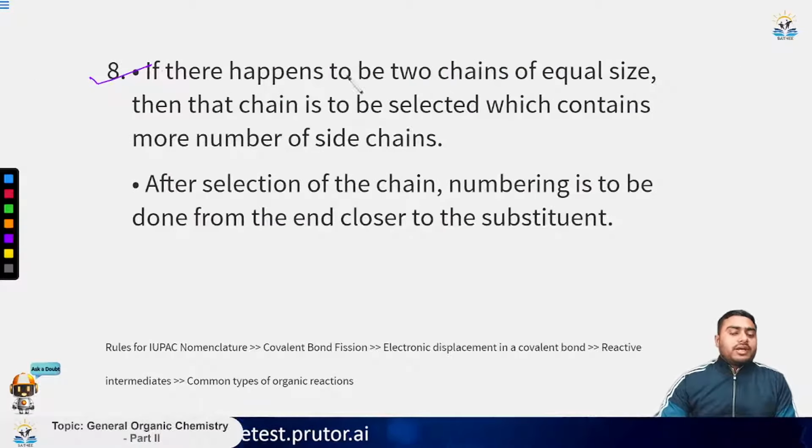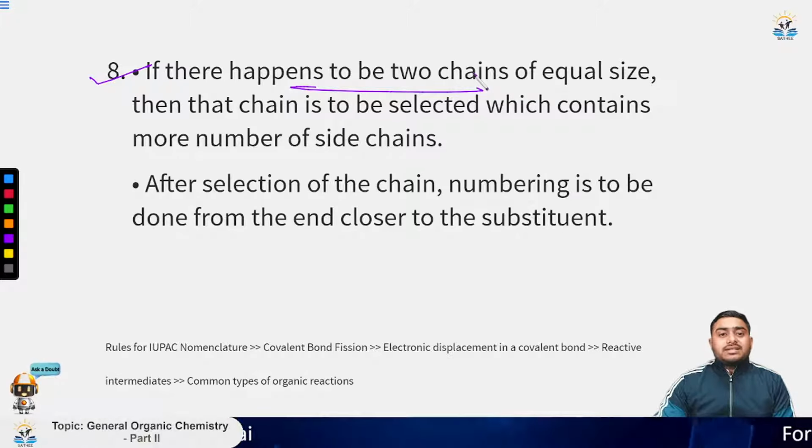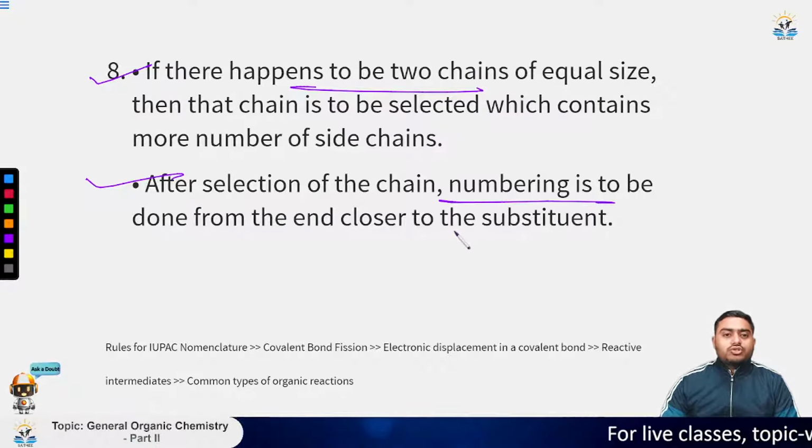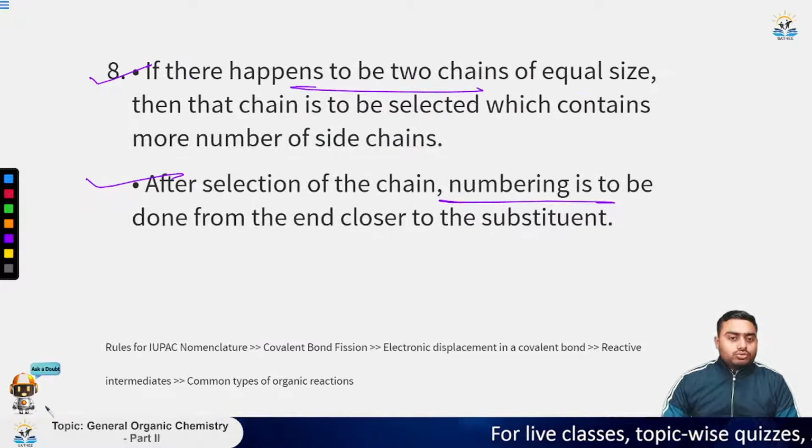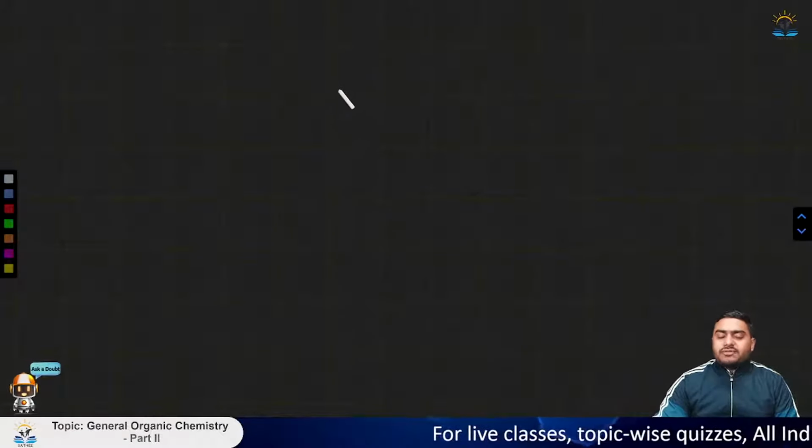Let's move to rule number 8. If there happen to be two chains of equal size, then that chain is to be selected which contains more side chains. After selection of the chain, numbering is to be done from the end closer to the substituent. I will go to the cyclic compounds, but before that I want to give some examples.